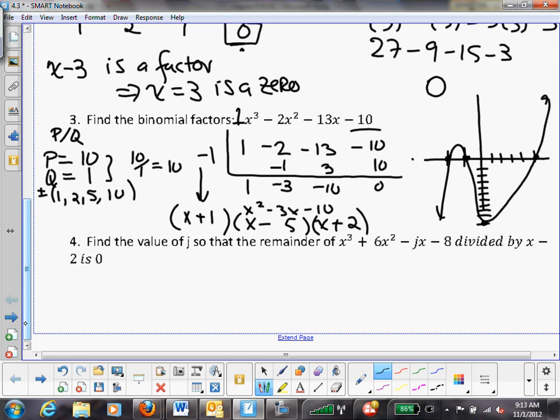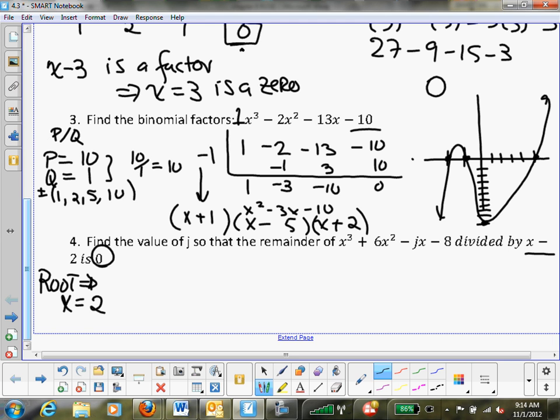Okay, last one. So find the value of j so that the remainder of x cubed plus 6x squared minus jx, there's my j, minus 8, when divided by x minus 2 is 0. So I'm saying what? If I know that my remainder is 0, what am I saying about x minus 2? That it's a factor, which means what do we know? We know then that the root is what? X is equal to what?